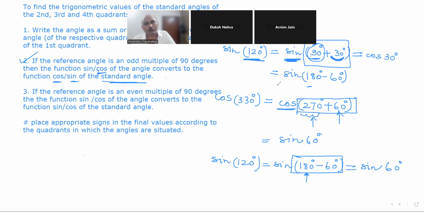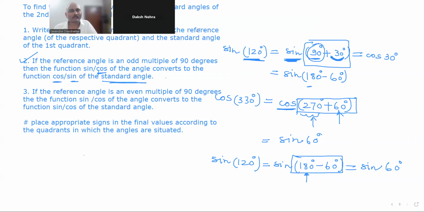120 degree lies in which quadrant? Daksh, can you please switch on your camera, kids? ये काली स्क्रीन देख के पढ़ाने में मजा नहीं आता है. सर मेरा इंटरनेट कुछ अच्छा नहीं चल रहा है अभी. ठीक है, ठीक है. सर हॉटस्पॉट ऑन कर रखा है. कोई बात नहीं.